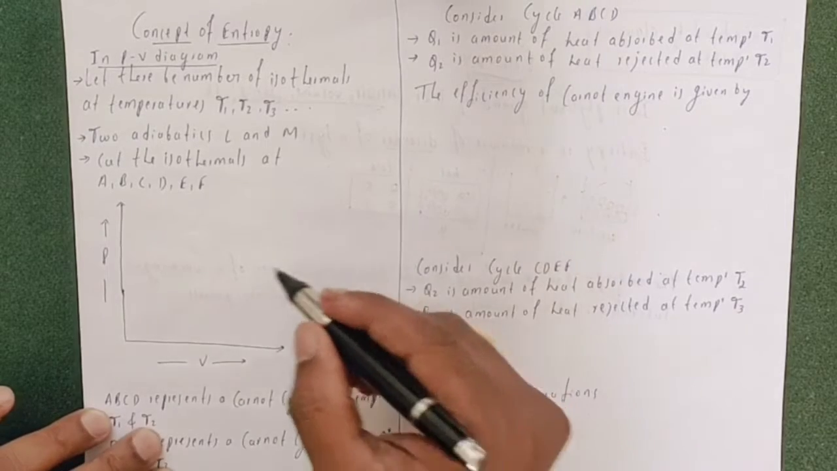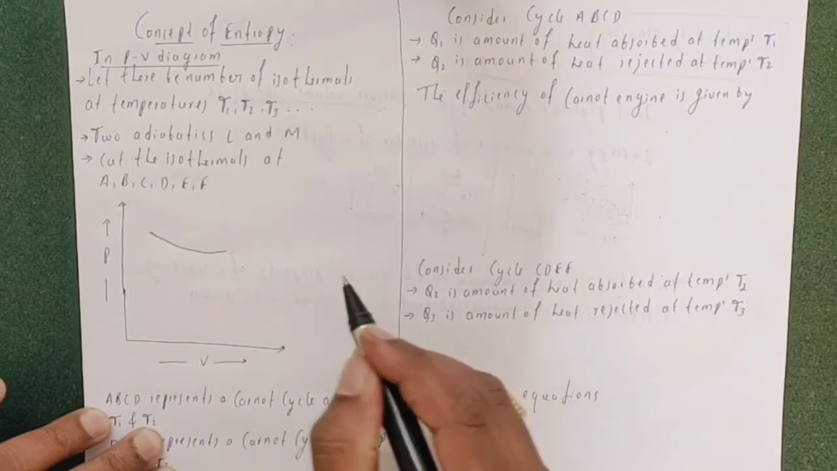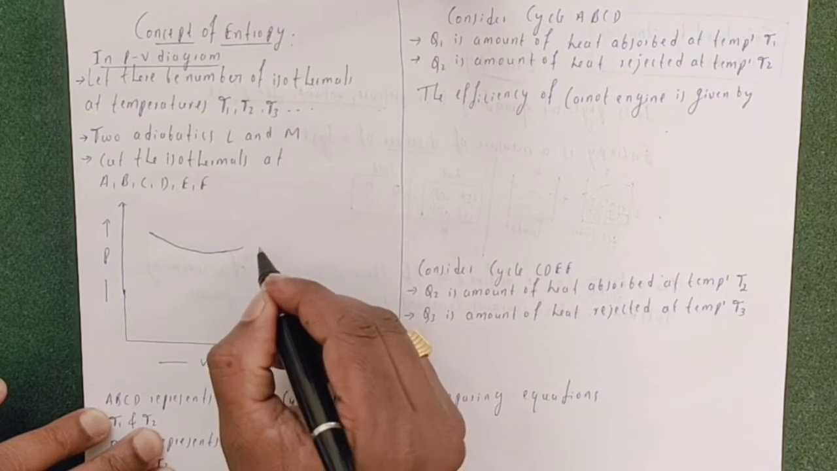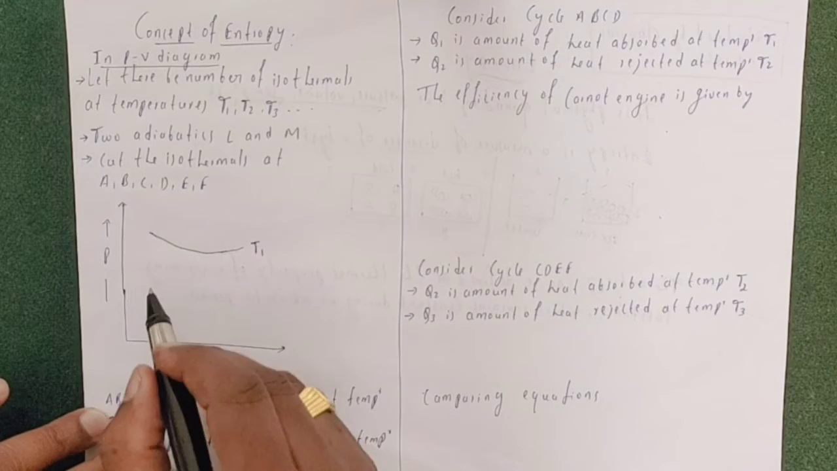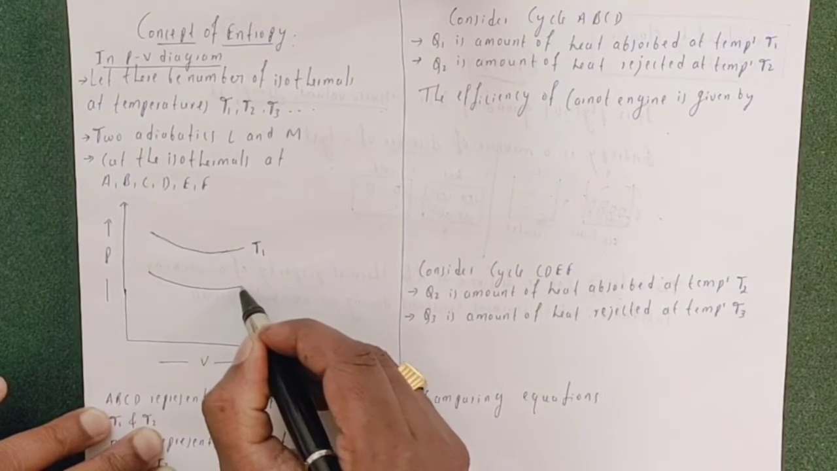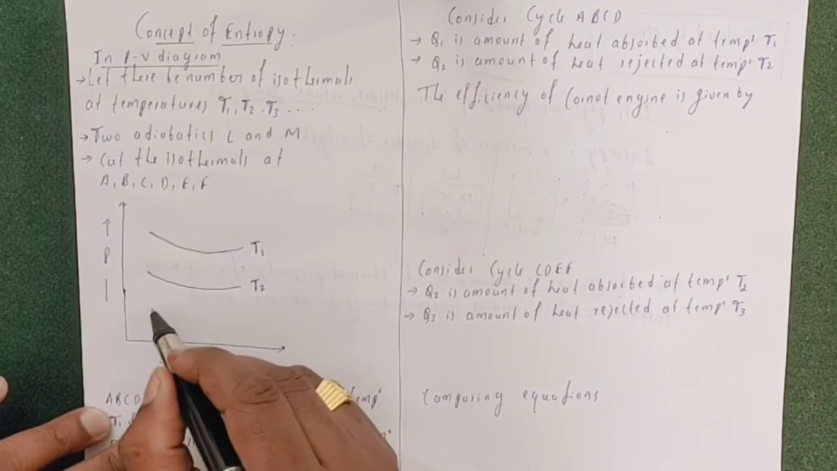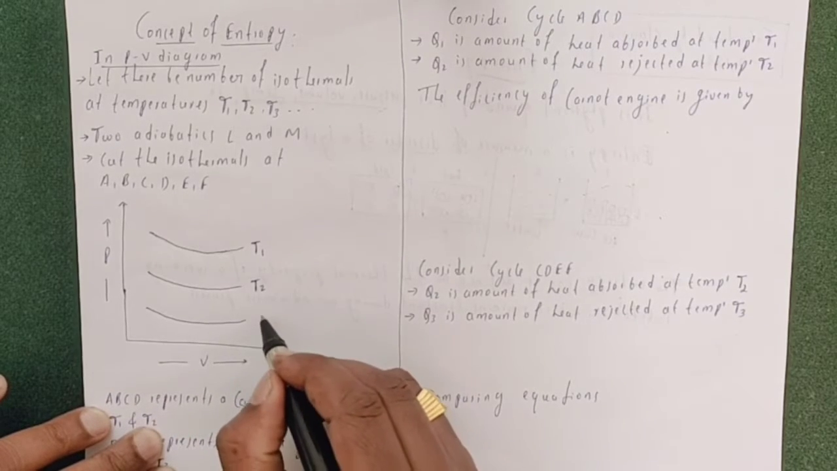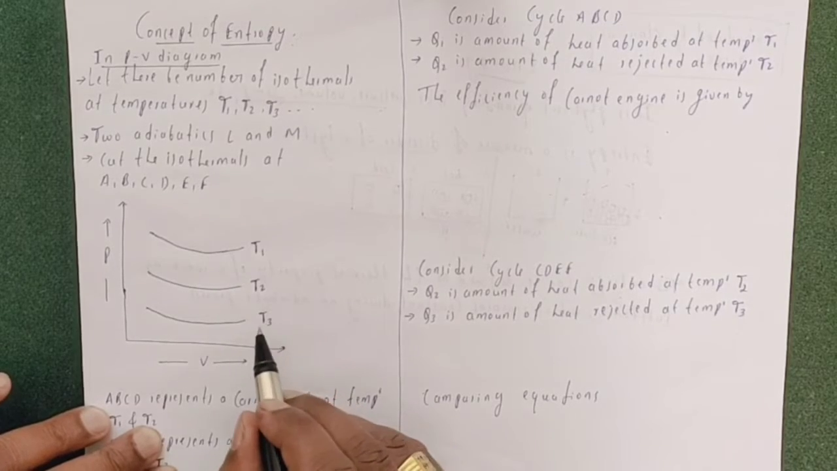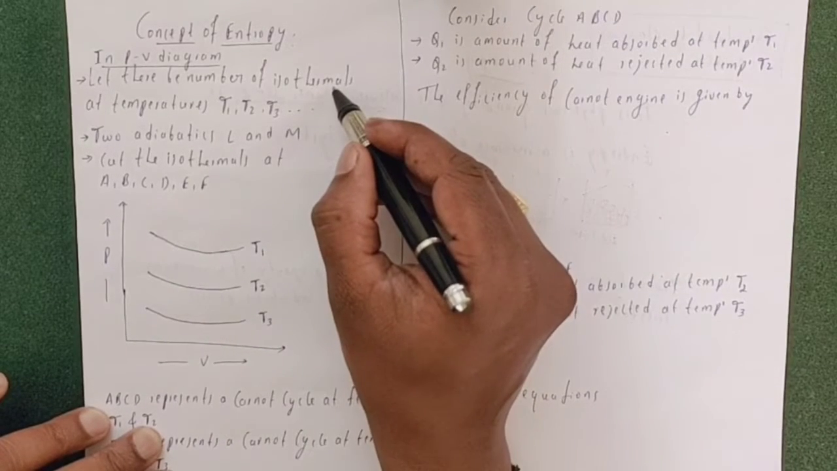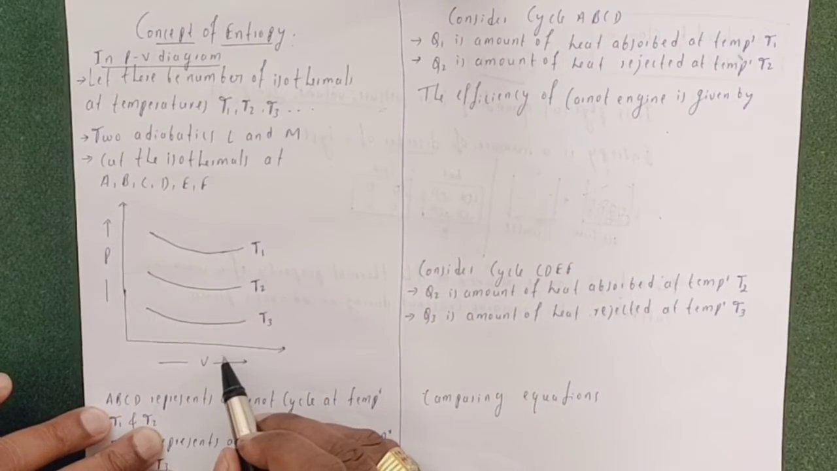Here I'm going to draw the first isothermal process. I'm going to represent it by T1, which is at temperature T1, and this is the second isothermal process, which is at temperature T2, and this is the third isothermal process, which is at temperature T3. In an isothermal process, temperature remains the same, but there is a change in pressure and volume of the system.